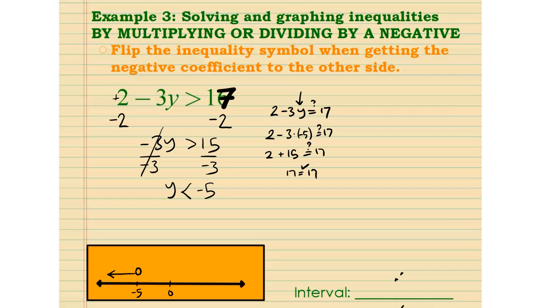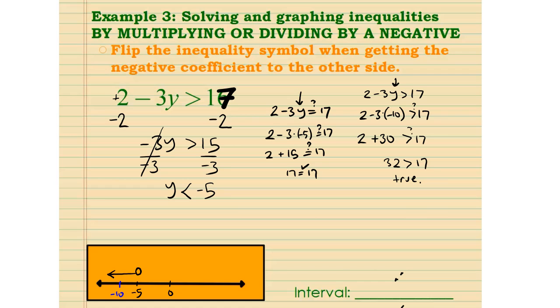Now let's see if our direction was correct. For our direction, we need to choose a value that is in the solution set. I will select an easy value here, let's say negative 10. On my check step, I will do 2 minus 3y is greater than 17, and I want to see if I put negative 10, is it going to be true? 2 minus 3 times negative 10, is it greater than 17? 2 plus 30, is it greater than 17? 32 is indeed greater than 17. This is a true result, which confirms that our direction was also correct.